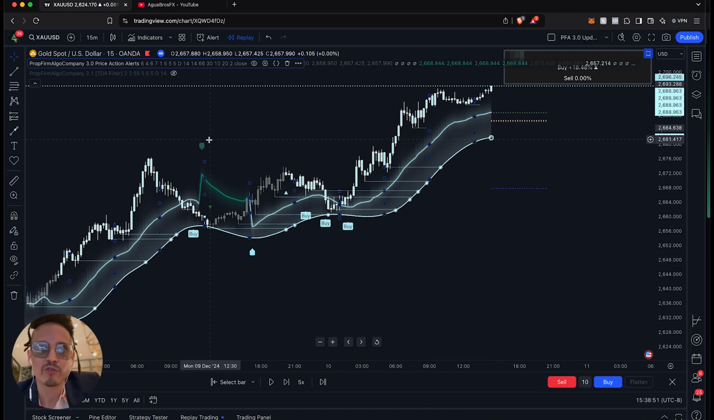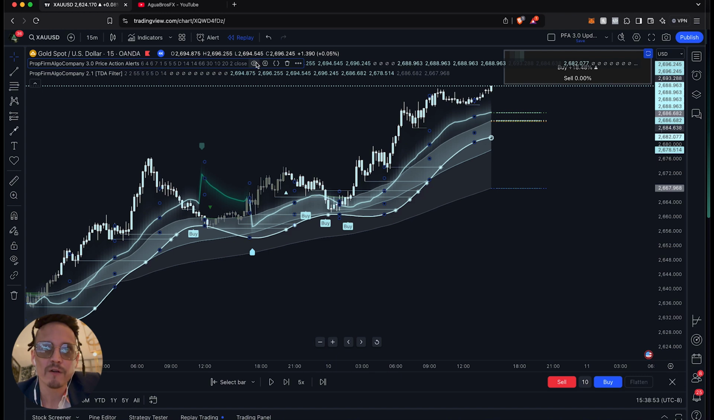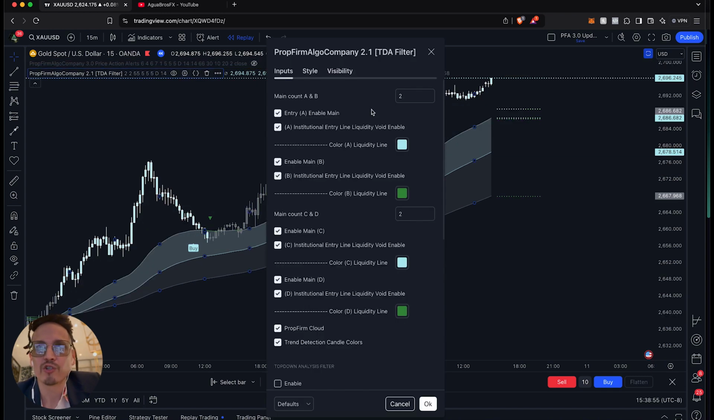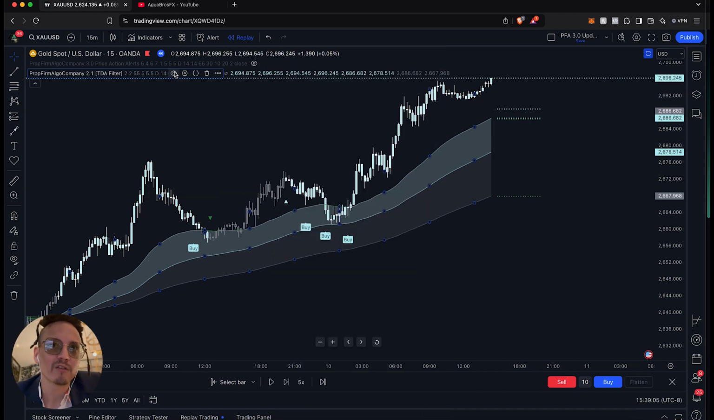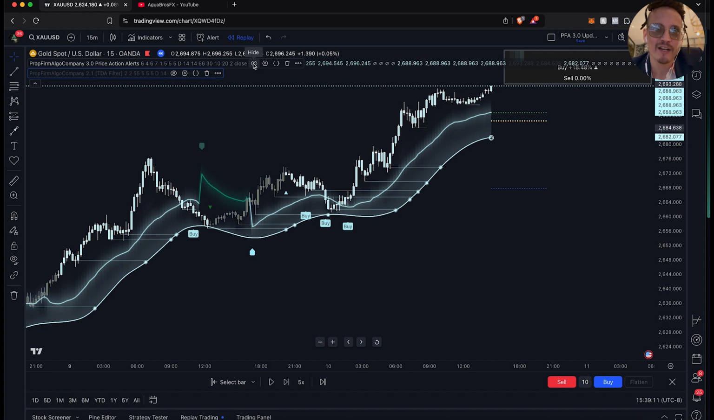And if we go into the 2.1 version right here, we would control A and B together, and then C and D together, all in one input. So there's a little more flexibility. Plus, of course, the best part, the ranging detection feature.